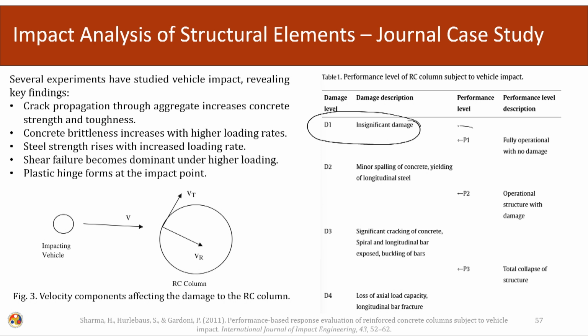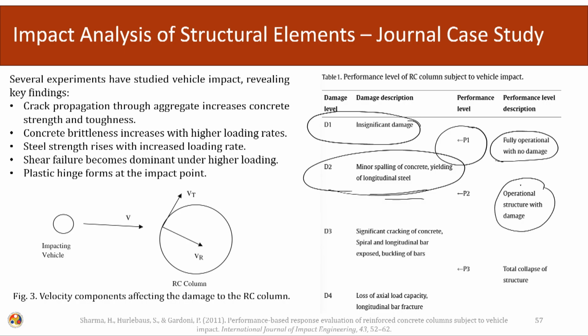So, the performance level that we are dealing with here is that the structure is fully operational with no damage. So, this is the performance description. In the second damage description, there is minor spalling of concrete and yielding of longitudinal steel. So, this is the second damage description, and the performance level is that the structure is operational with minimum damage. So, this is the performance level P2.